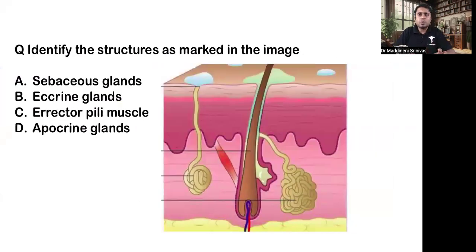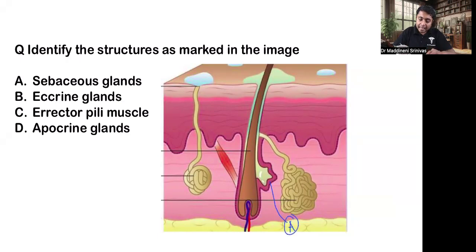And this is also a basics type of question, where you need to identify the structures. In the exam, these structures were marked as A, B, C, D, and in the options, A sebaceous gland, B eccrine glands, like that it was given. But here, for the purpose of simplicity, I have put the options like this. So A, sebaceous glands, if you have to mark, this is the sebaceous gland.